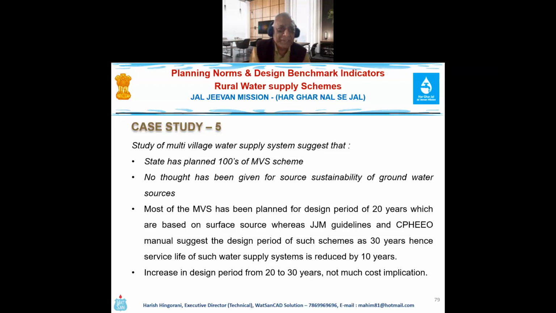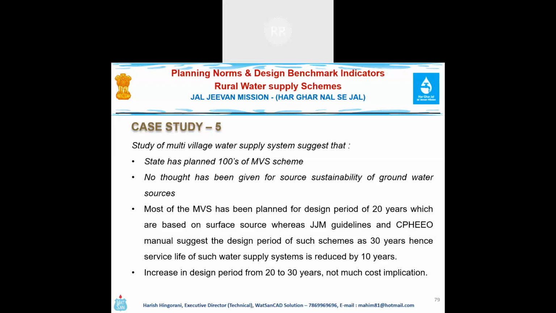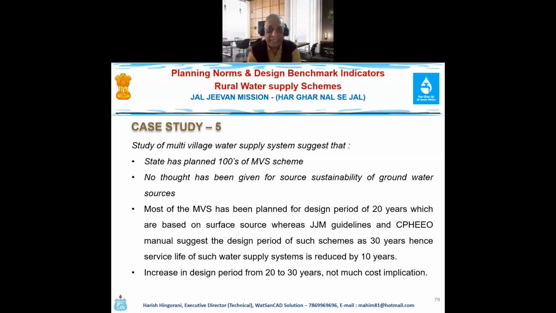This is a case study of another state which is planning hundreds of MVS schemes. In fact, thought should have been given to the source sustainability of groundwater sources. Most of the MVS have been planned for a design period of 20 years. This is a major problem for schemes based on surface water, where the JJM guideline and CPHO manual suggest the design period should be 30 years. And the service life of such water supplies is being reduced by 10 years. If some calculation is carried out, with only 10% additional cost approximately, the service life can be extended by 10 years to meet the requirement of the CPHO manual.